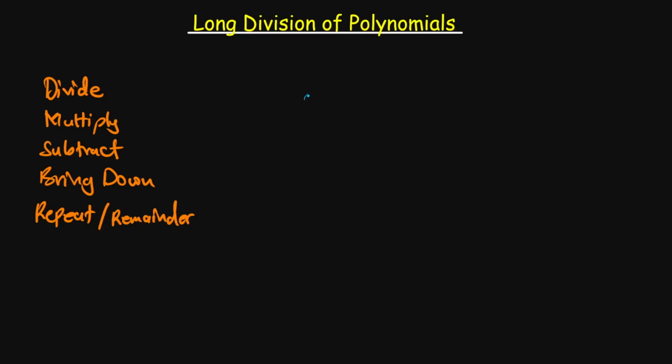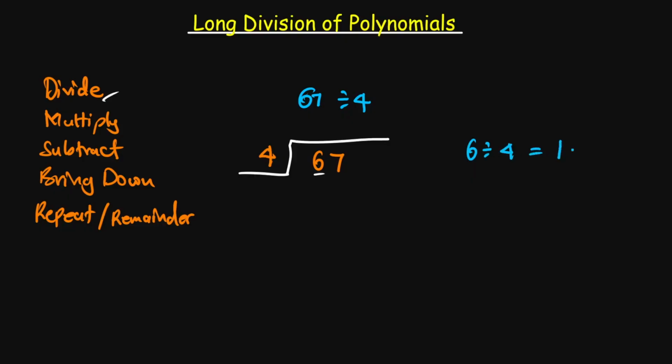Suppose we are tasked to divide 67 by 4 using long division. We will have the long division symbol, the divisor here, and the dividend here. We start by dividing the divisor into the first digit or digits of the dividend. So we have 6 divided by 4. What do we get? One whole number, remainder 2. We write the whole number here and we ignore the remainder for now.